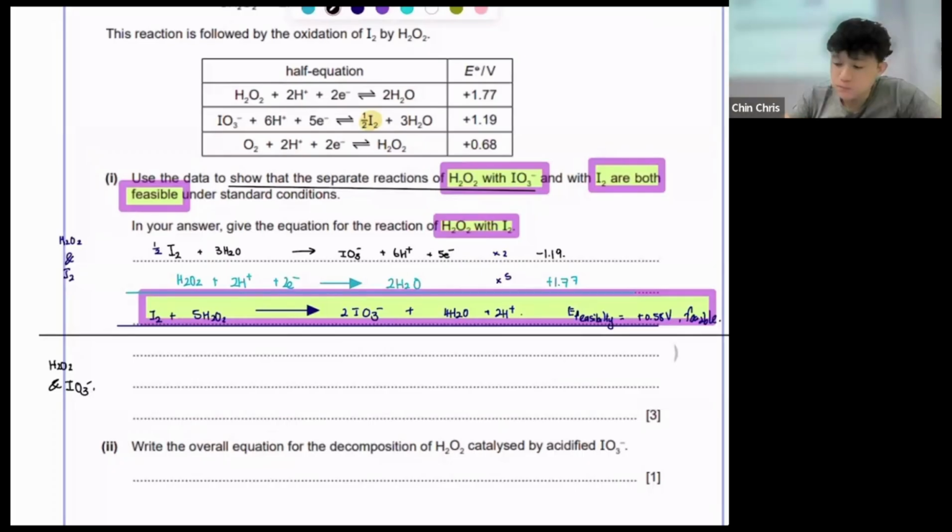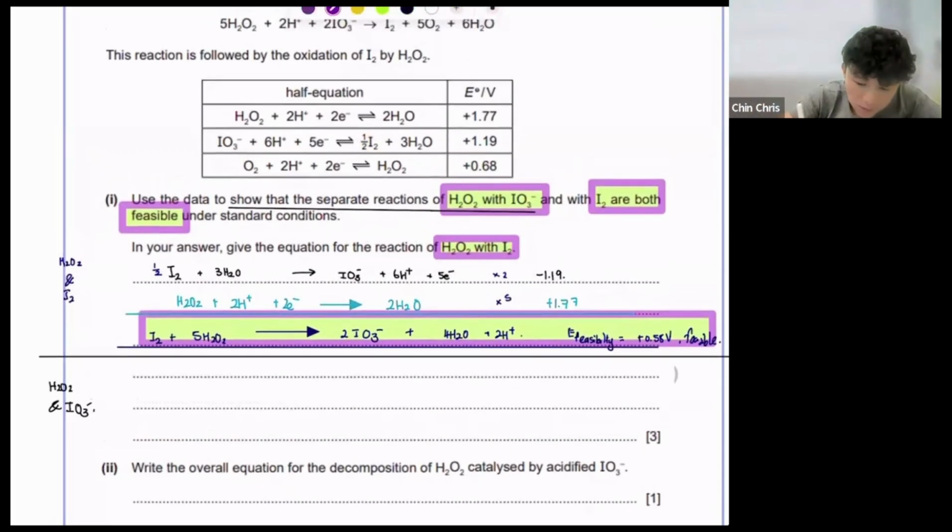Hey guys, another one. Do H2O2 with IO3 minus. Do it now. This time I'm going to highlight H2O2 here and IO3 minus here. There you go. Sure, later can upload recording card, no problem.